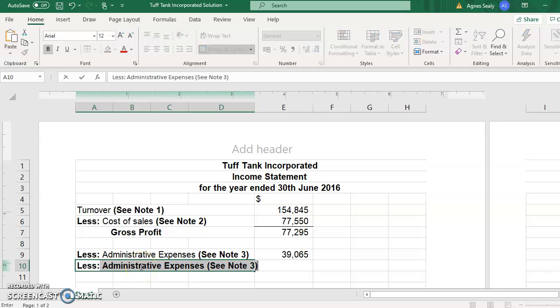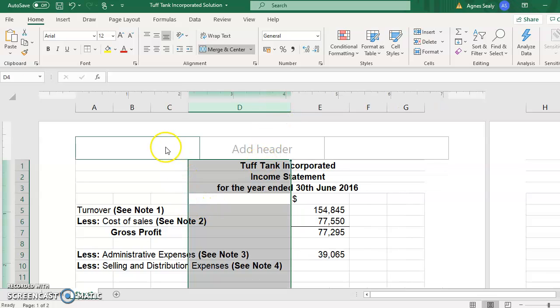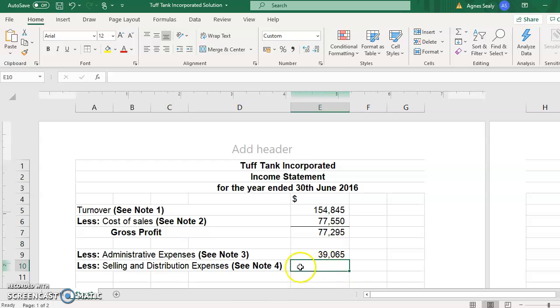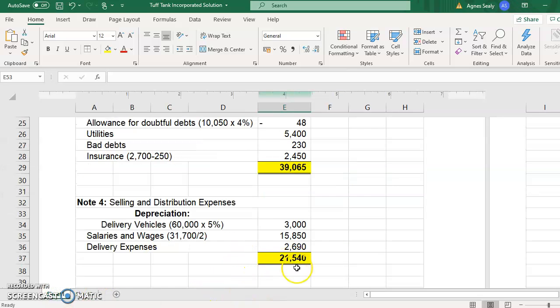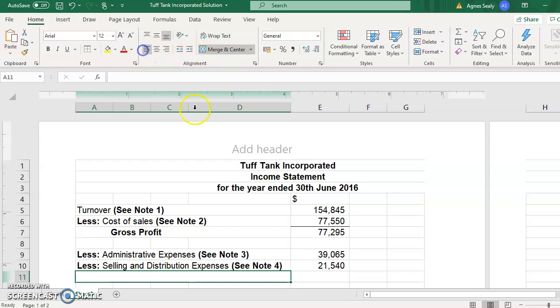Then we are going to subtract from our gross profit as well our selling and distribution expenses, and we will say C note 4 as well. So that's our selling and distribution expenses. And our selling and distribution expenses in note 4 are $21,540. When we subtract our selling and distribution expenses, we will get something called our operating profit.